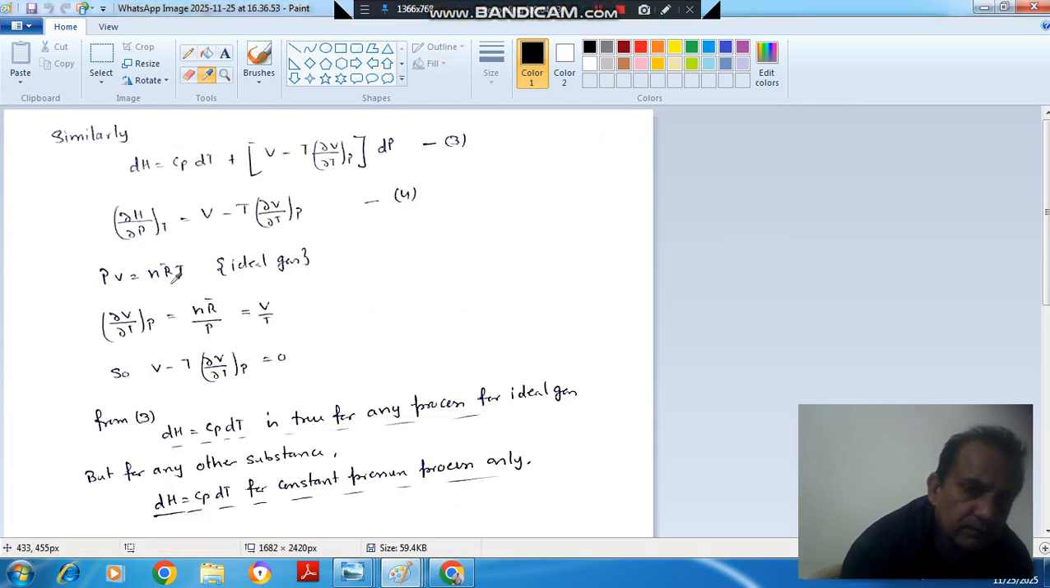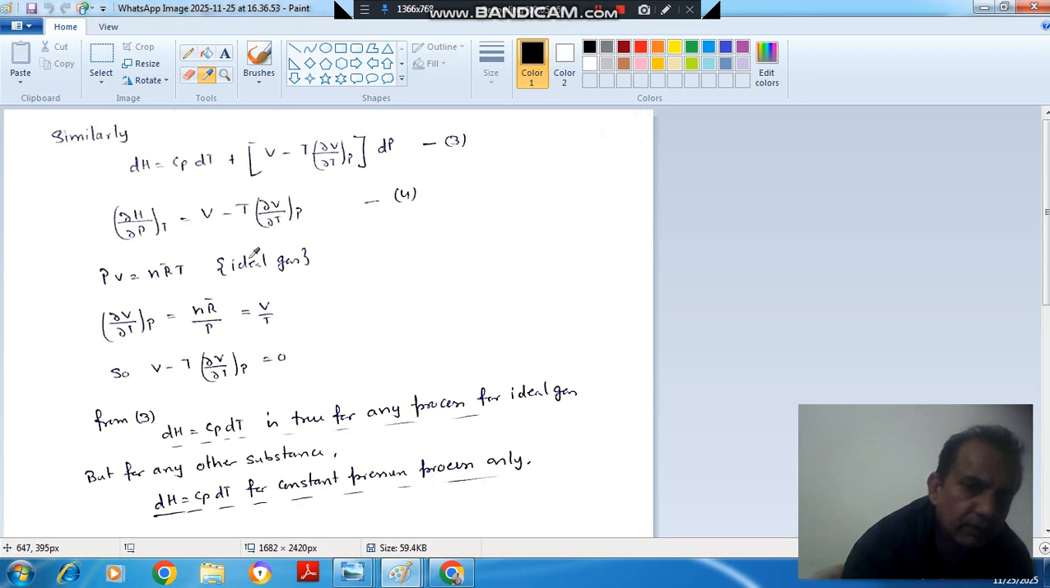So these are the two equations, and PV is equal to nRT. In the same way, (∂V/∂T) at constant pressure will be equal to nR by P, and nR by P is V by T, and if we put this as V by T here, then it will be equal to 0. Okay, so now from equation number 3, if we put this quantity as 0, then dH is equal to Cp dT. That is true for any process, like dU is equal to Cv dT for any process for an ideal gas. But for any other substance, it will be equal to Cp dT only for a constant pressure process.